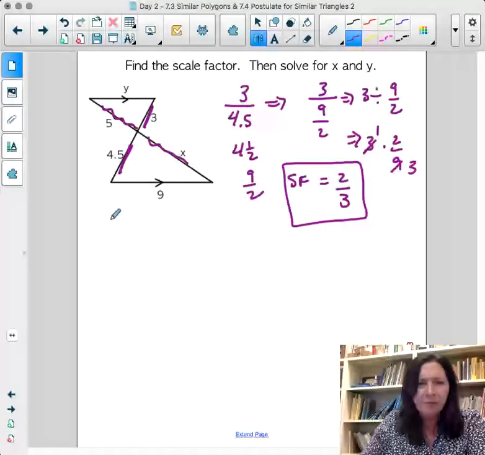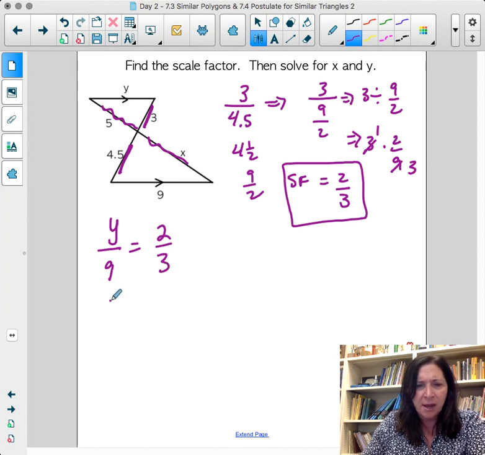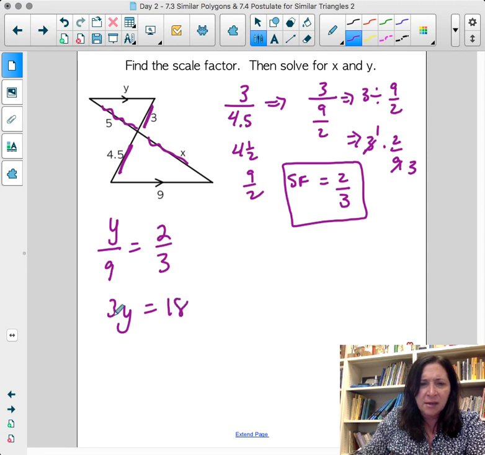So I'm going to find y first. I'm going to go y is to 9 as 2 is to 3. I'm going to cross multiply. I get 3y is equal to 2 times 9, and that's 18. I'm going to divide by 3. I get y equals 6.